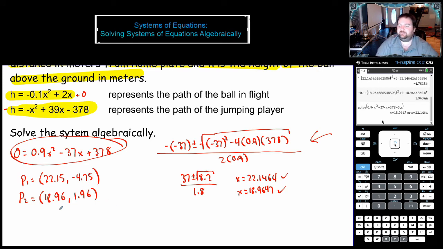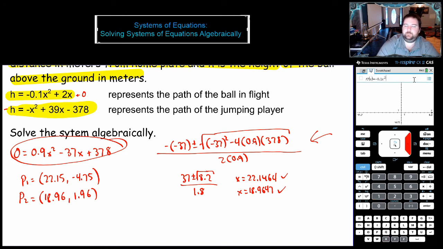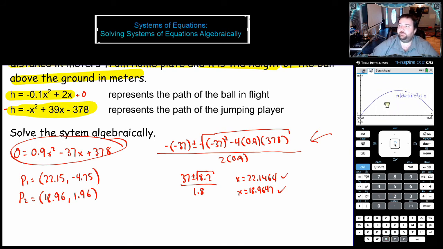Now that we have these two solutions, we still need to verify them. So let's go ahead and get rid of this stuff, and let's graph them again, because it's just much faster to do. So negative 0.1x squared plus 2x was my first one, and it's a very wide parabola, as you can see. And let's do the second one. It's negative x squared plus 39x minus 378.